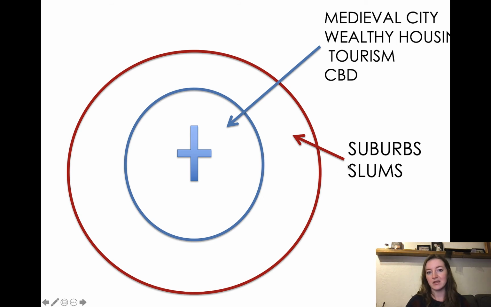And basically this is what a European city model looks like. So you have the church, or whatever that public space is, in the center. You have the medieval city, the wealthy housing, the tourism, the CBD, all of that stuff is in this circle. And then you have the suburbs and the slums, where the very poorest people live on the outskirts, because you don't ruin this part. These are ancient, they are often revered. There's a lot of history and culture tied to city centers, so you don't get rid of them.